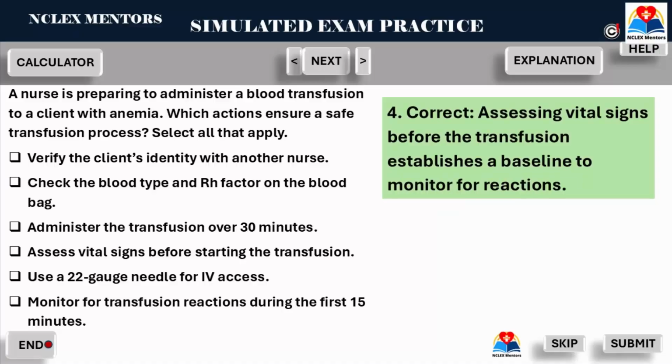4. Assess vital signs before starting the transfusion. This is your baseline. You need to know where the patient stands before the blood hits the IV line. If something changes, fever, chills, hypotension, you can spot it early because you knew the starting point.